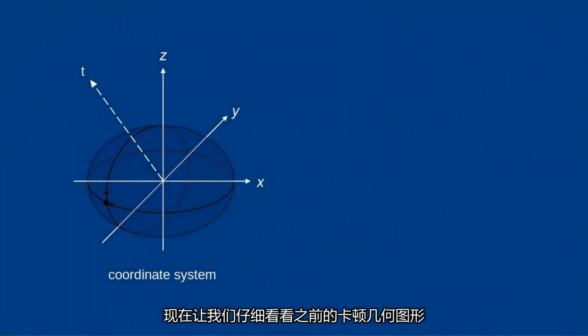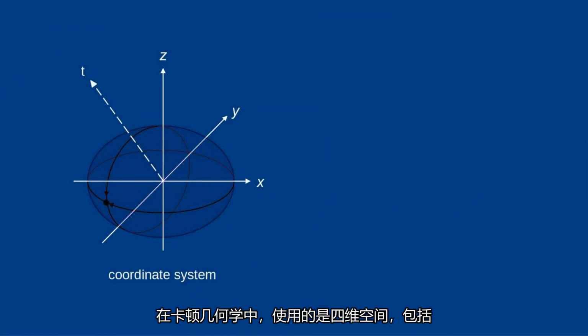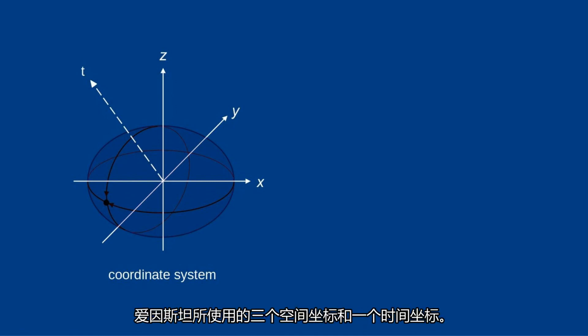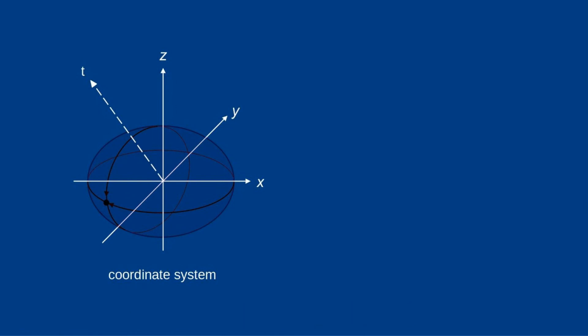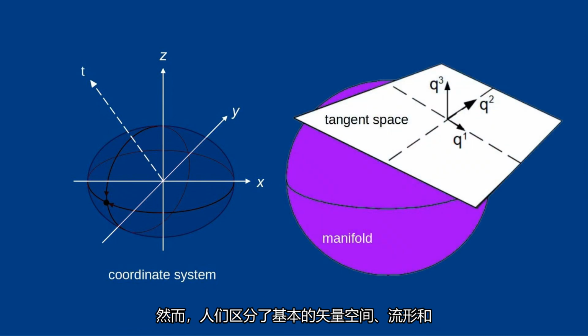Now let's take a closer look at the Cartan geometry before we get to its physical interpretation. In Cartan geometry, the four-dimensional space is used, consisting of three spatial and one time coordinates, as used by Einstein. However, one distinguishes between the basic vector space, the manifold, and a tangent space, which is defined at each point of the manifold. The manifold is a curved Riemannian space including torsion, while the tangent space is a four-dimensional Euclidean space. There is a coordinate transformation between the two, denoted by Q, which is called the tetrad.